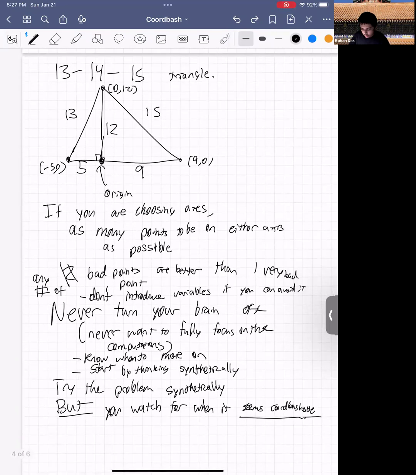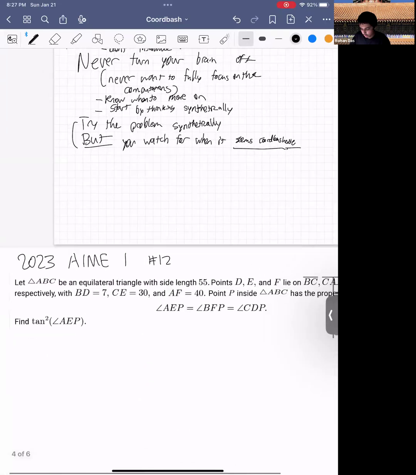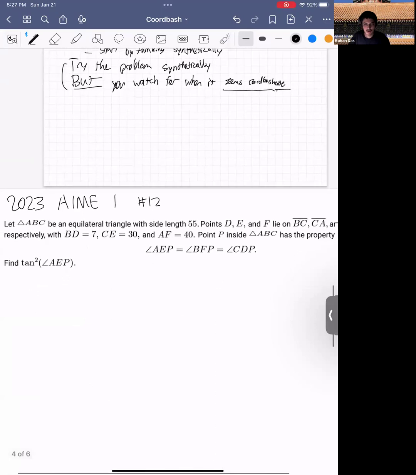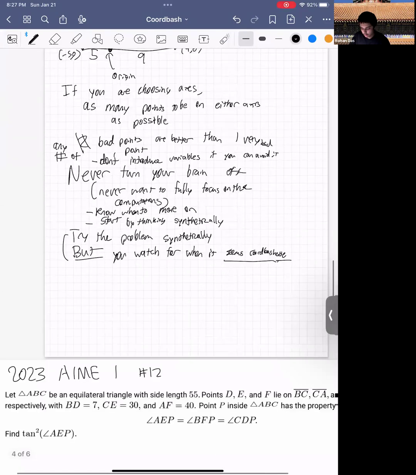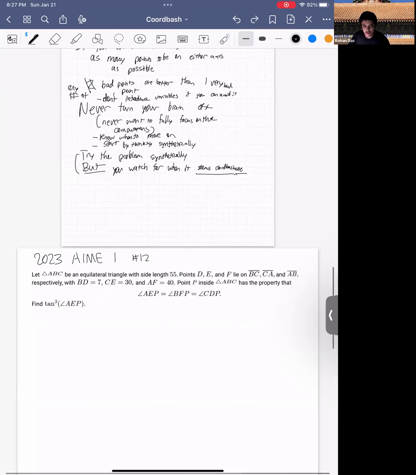So what this means essentially is that you're working on the problem without trying to bash it. But if you ever see something that can reduce it to a bash that is feasible, then you would go for that. And I believe the first problem I'm going to demonstrate is a good example of this, but it's also a good example of the advice to never turn your brain off. So this is from last year's AIME, number 12. And you can note that there's an equilateral triangle.